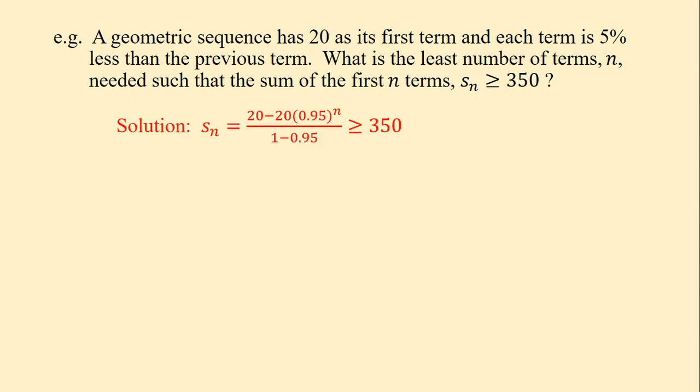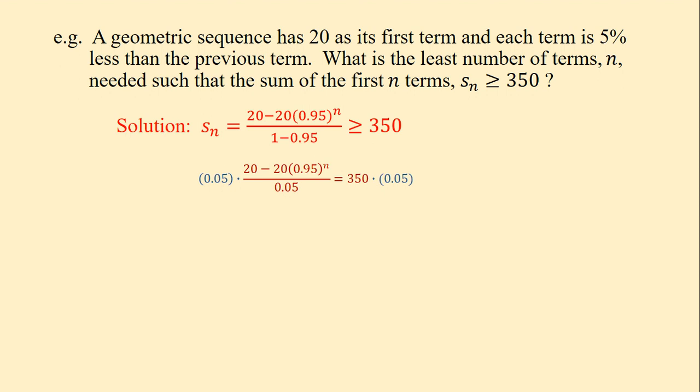Well, take your S sub n formula and set it greater than or equal to 350. A sub 1 is known to be 20. R, you'll notice I replaced with 0.95. Because each term is 5% less than the previous term, I took 100%, subtracted 5%, giving me 95%, converted to a decimal is 0.95. We're seeking n. n is what we don't know. We don't know how many terms it's going to take, and that's what we're asked to find out.